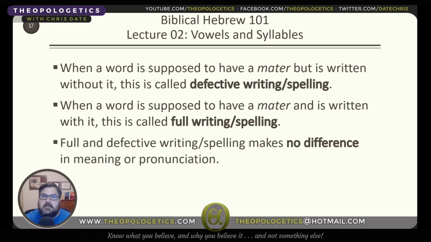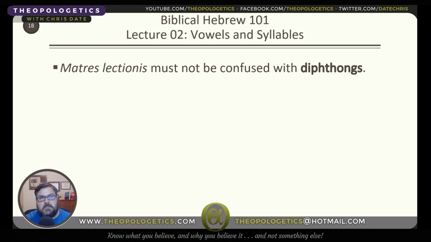But importantly, this full and defective spelling difference makes no difference when it comes to meaning or pronunciation. It's pronounced the same and it means the same thing whether it is full or defectively written. And these maters lectionis, or vowel letters, shouldn't be confused with diphthongs, although they are easy to confuse with diphthongs. And so I'm going to teach you them individually so you can see the difference.